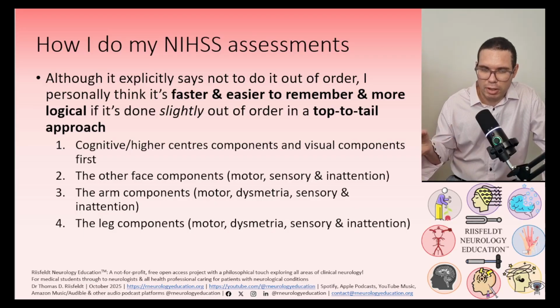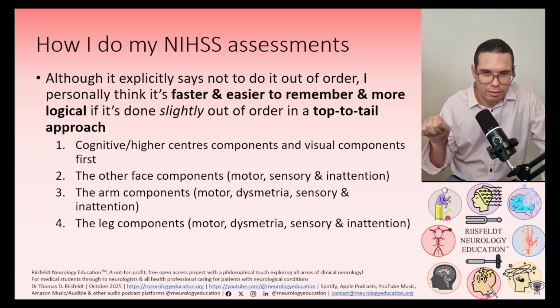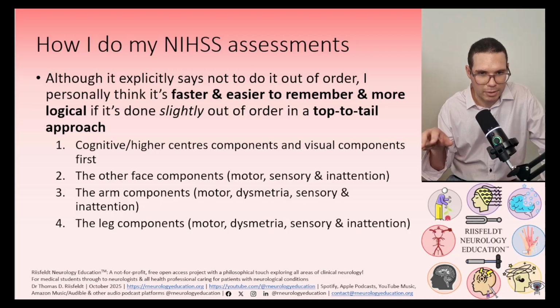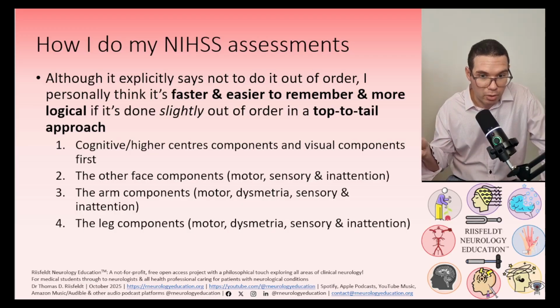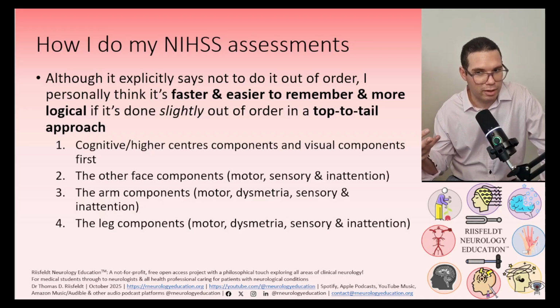So rather than having to remember 11 groups, there are 4 main groups of things that you're doing. The first group is your cognitive higher centers components and the visual components. The second group is the other face components, which is the motor, sensory, and inattention testing in the face. The third section is the arm components, which is the motor, dysmetria, sensory, and inattention components in the arms. And the fourth components are the leg components, which is again motor, dysmetria, sensory, and inattention testing in the legs.